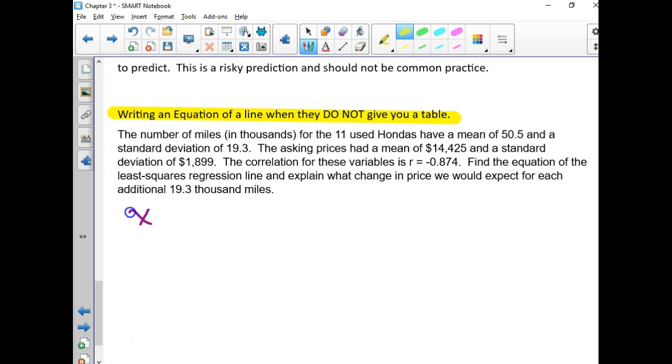Do you think what makes more sense is to look at the number of miles and try to predict the price, or take the price and try to predict the miles? It makes more sense to take the miles and try to predict the price. So that's what you always want to figure out first: what is my X value? What's my Y value? My X value, we're going to say, is my miles. And then I'm going to try to predict the price from it.